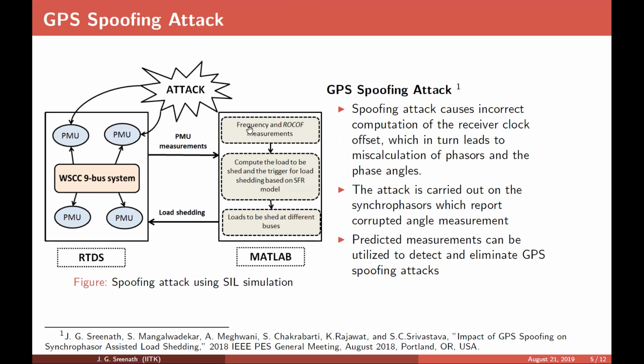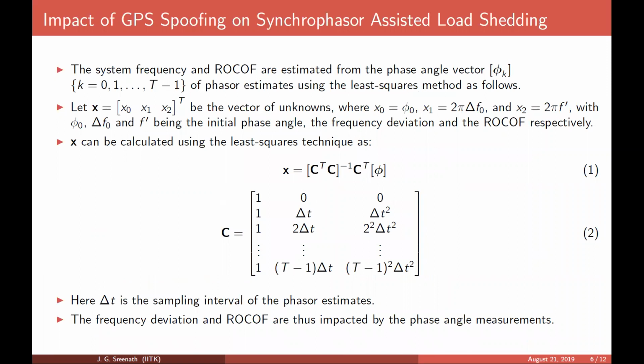This frequency and rate of change of frequency measurement is used to determine how much load needs to be shed. The trigger for the load shedding is based on the SFR model, known as the system frequency response model. That is what we use in the adaptive scheme to determine the load to be shed. The amount of load to be shed is determined using MATLAB or an external software. This external software sends the information back to the RTDS on how much load needs to be shed, and based on the incoming information, the RTDS triggers the load shedding scheme. So this is what happens.